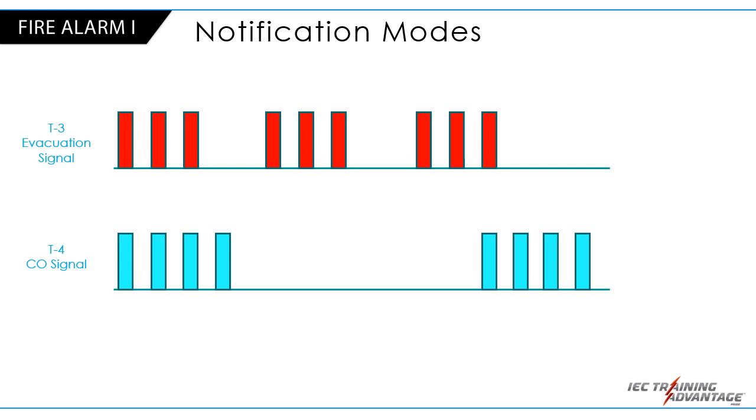That is an evacuation signal, as opposed to a temporal 4 signal, which is, I think, like 100 milliseconds. I can't remember the exact number of milliseconds, but there are 4 beeps with a longer pause between them than another 4 beeps. That's only used for carbon monoxide when it's detected. And those are the only 2 signals that are mandated by a fire alarm system to be identified. So temporal 3, evacuation. Temporal 4, carbon monoxide.